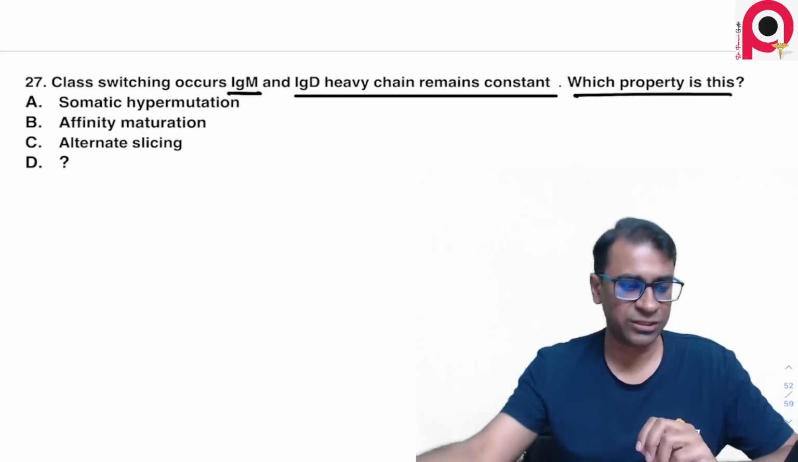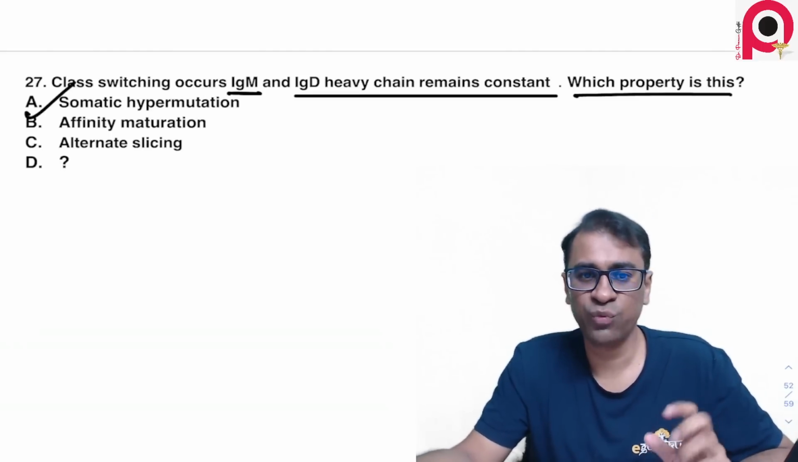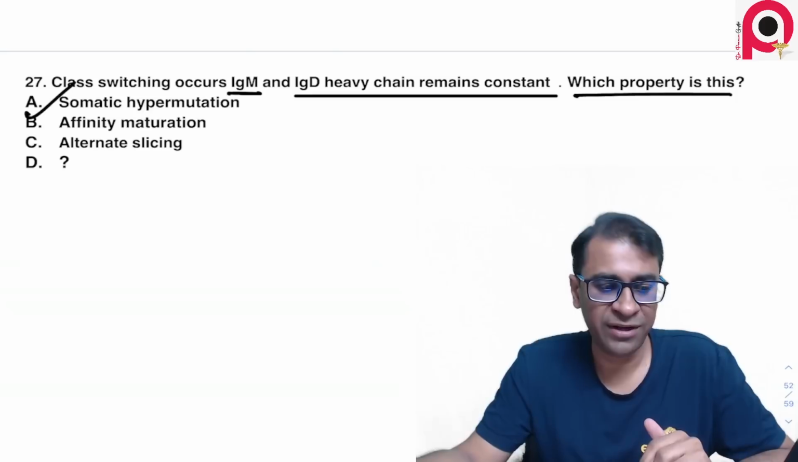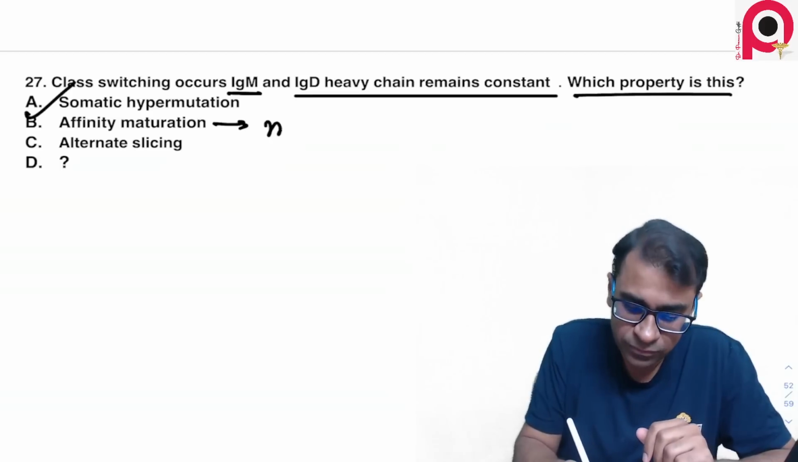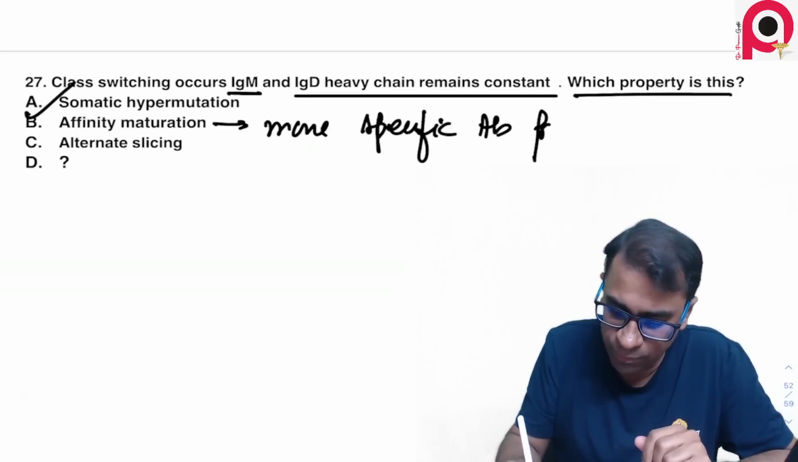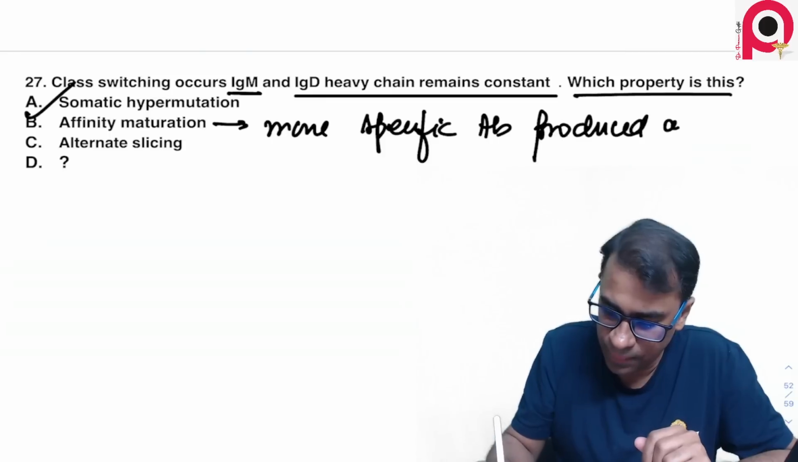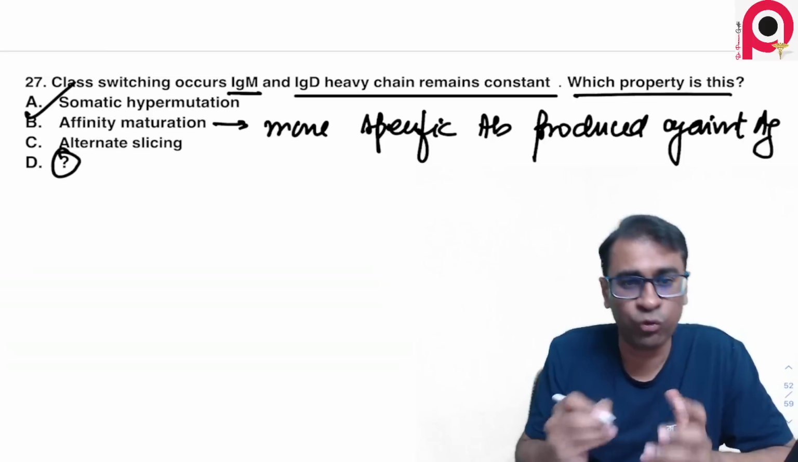Okay, somatic hypermutation was there. That's very good. Then the answer becomes very clear. If somatic hypermutation was there, then what is affinity maturation? Affinity maturation belongs to a case where a more specific antibody is produced against the antigen. But please remember, I have not got the fourth option.